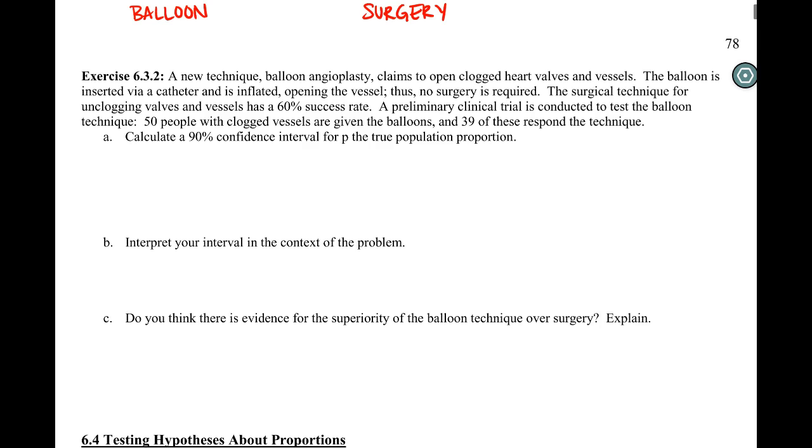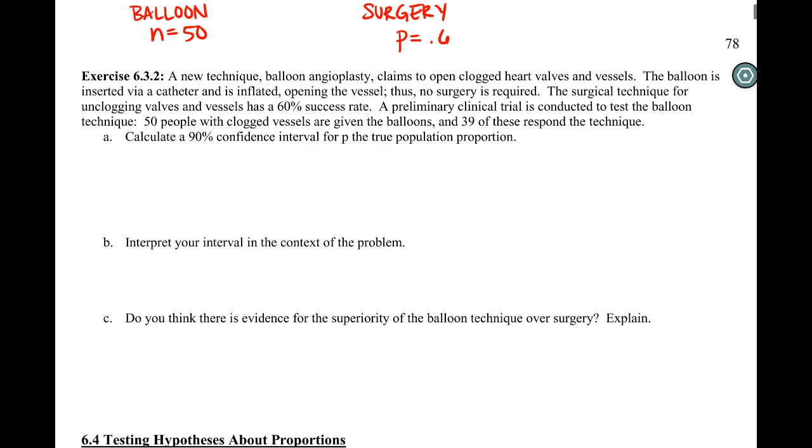And as we read, we can see the surgical technique has a 60% success rate. Success, 0.6, right? Nothing here to say that this is based on a trial or experiment or poll. This looks like it's the real deal success rate. A preliminary clinical trial is conducted to test the balloons. Now we're back in the balloon. 50 people were given the balloons, 39 respond to the technique. So this should be straightforward. We should be good here.